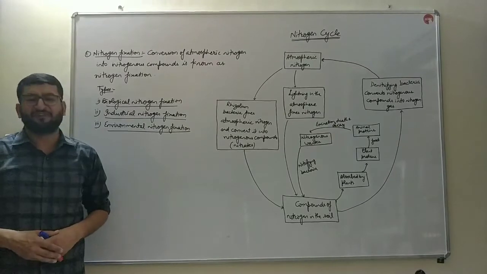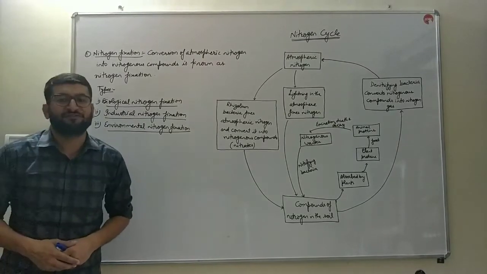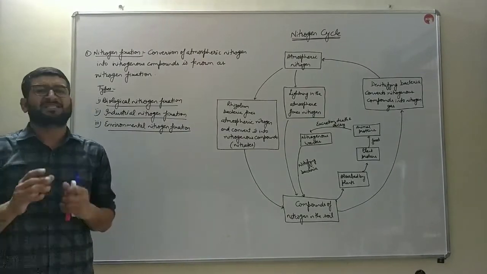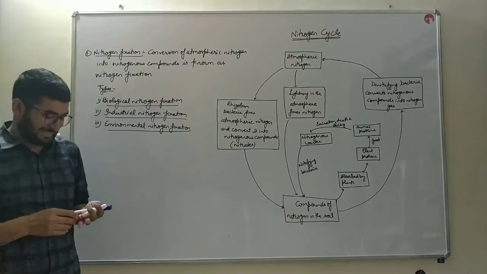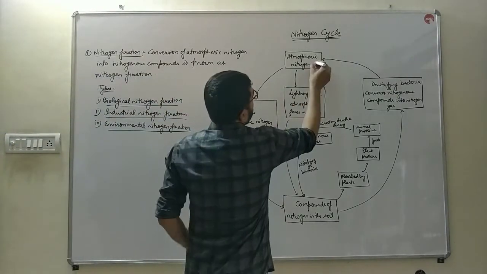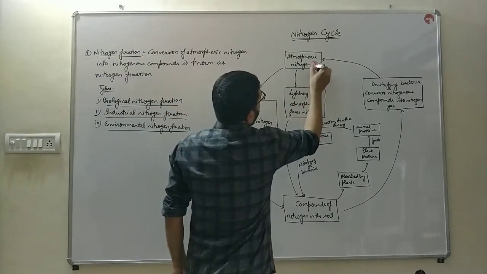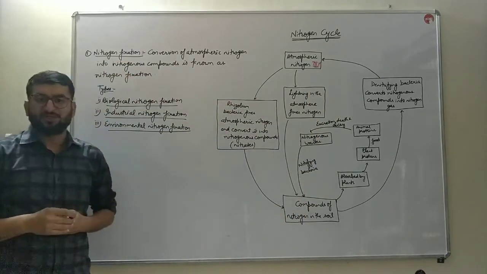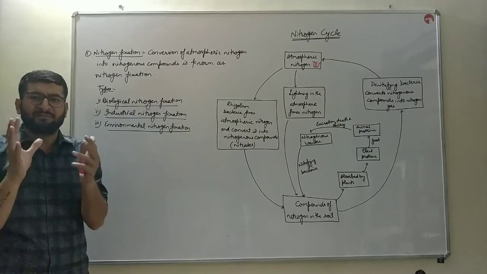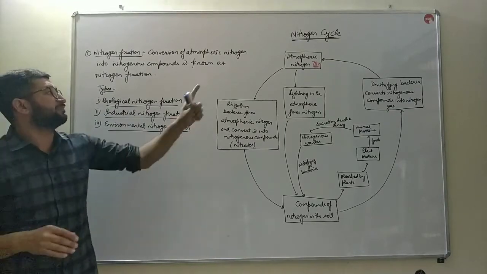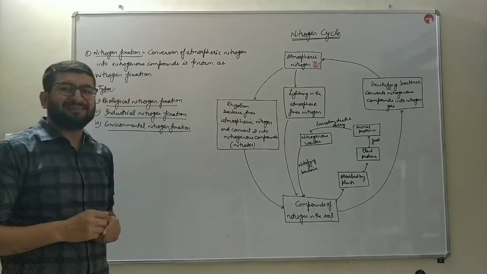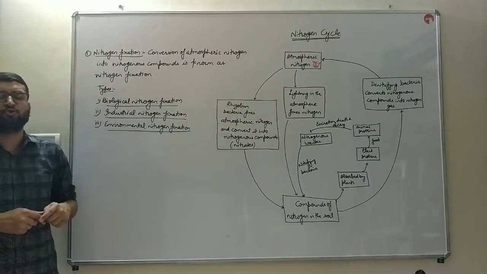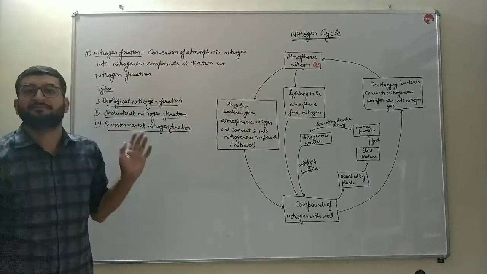The first step of nitrogen cycle is nitrogen fixation. The maximum amount of nitrogen is present in the atmosphere. That is, 78% of the total atmospheric gases is nitrogen. So the basic reservoir, the basic storehouse of nitrogen is atmospheric nitrogen. That atmospheric nitrogen cannot be used by the plants directly.